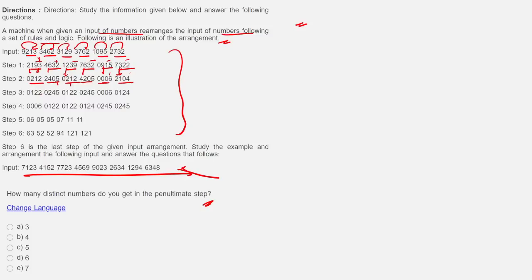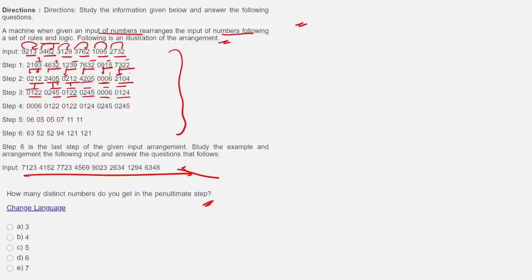Now let's see what is happening. 0, 2, 1, 2 is becoming 0, 1, 2, 2. 2, 4, 0, 5 is becoming 0, 2, 4, 5. 4205 is 0245. 0006 does not change. 2104 is becoming 0124. Basically the digits in the number are getting arranged in ascending order.